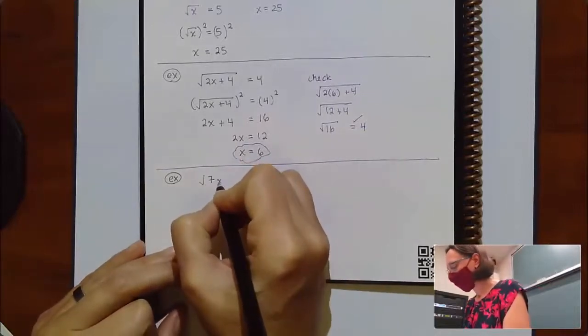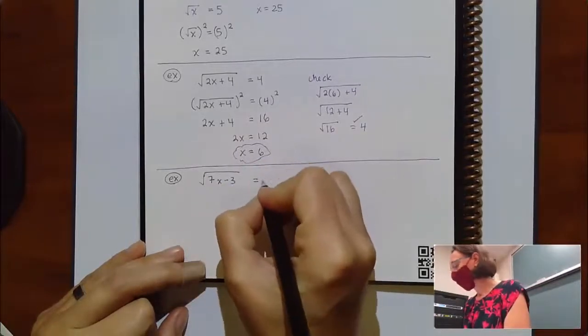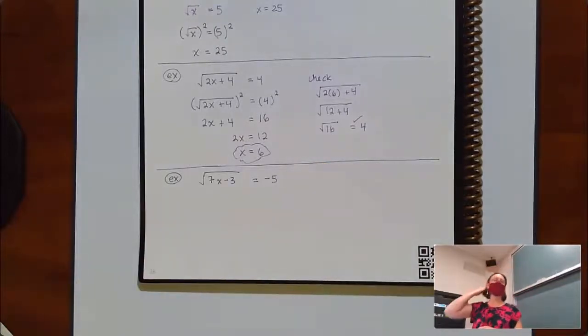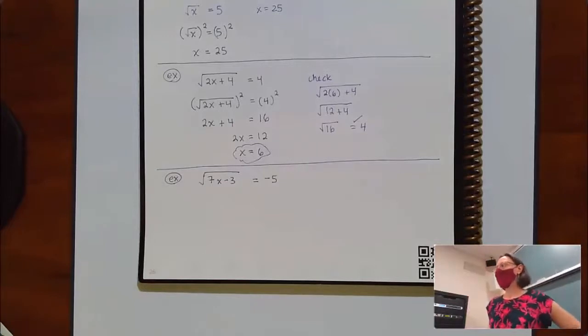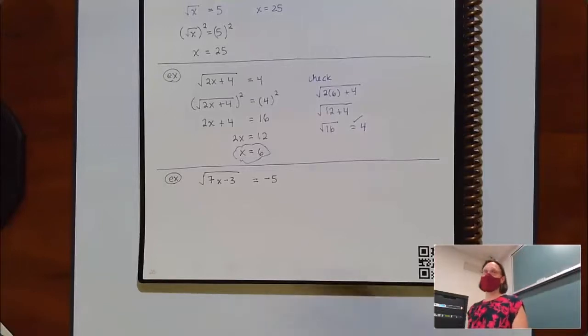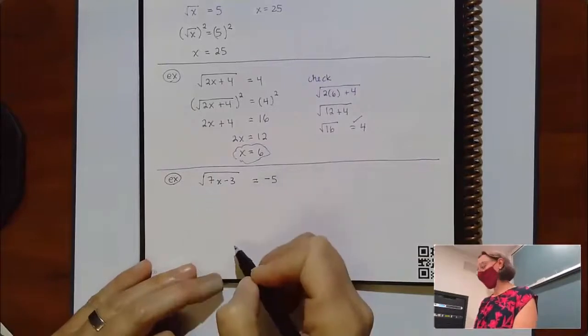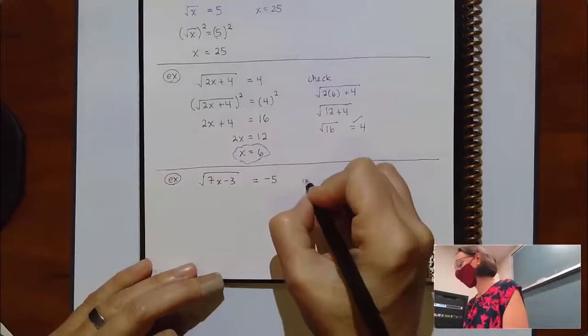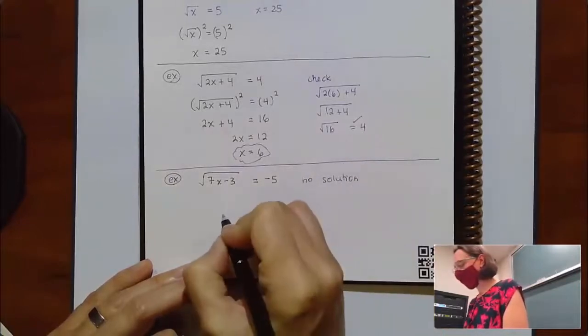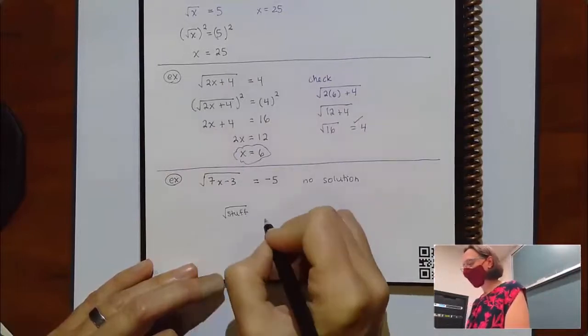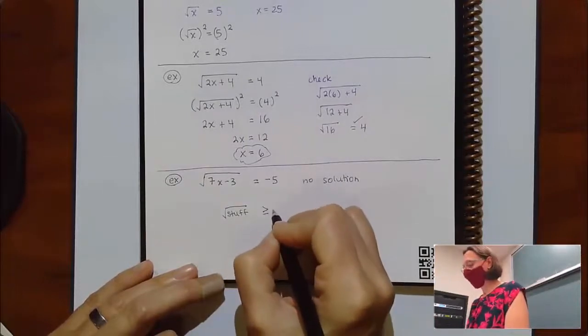Let's say I've got the square root of 7x minus 3 is equal to negative 5. We talked a little bit about this on Monday, but this has no solution. And the reason that it has no solution is that mathematicians decided that when we write the square root of a number, it's always positive. So there is nothing that I can put in here that after taking the square root would leave me with a negative number. This thing has no solution. So just remember that if I have the square root of some stuff, this is always greater than or equal to zero.